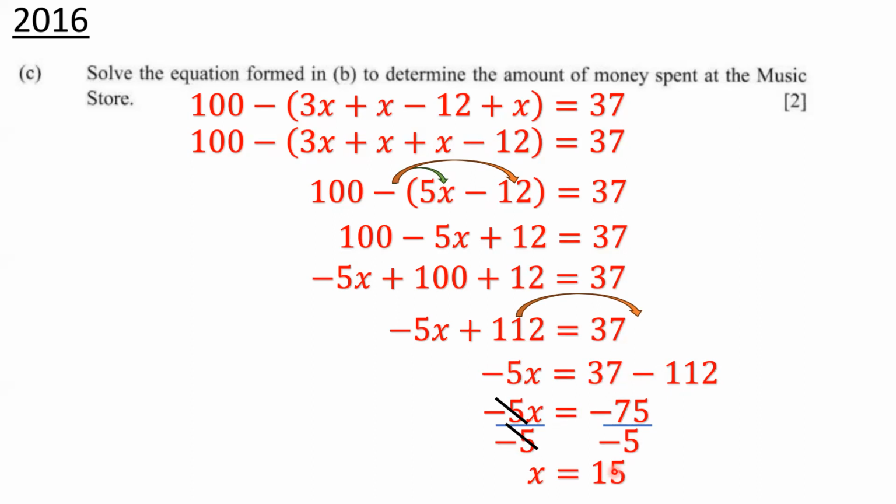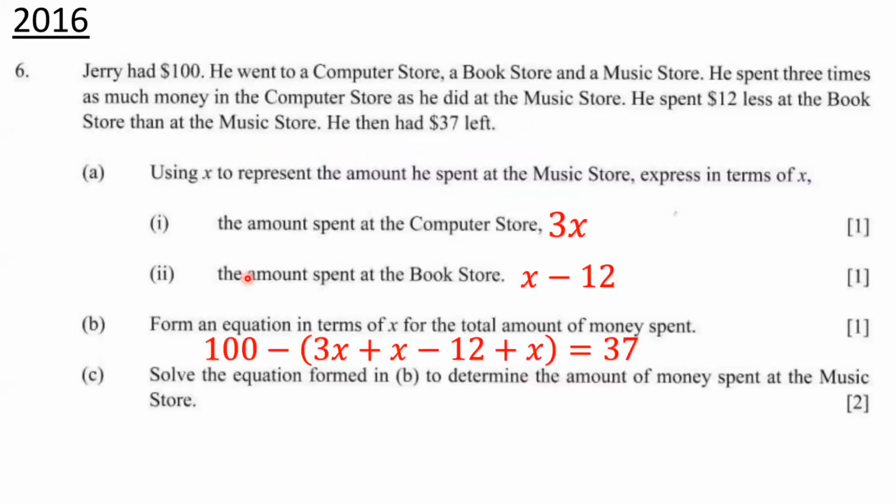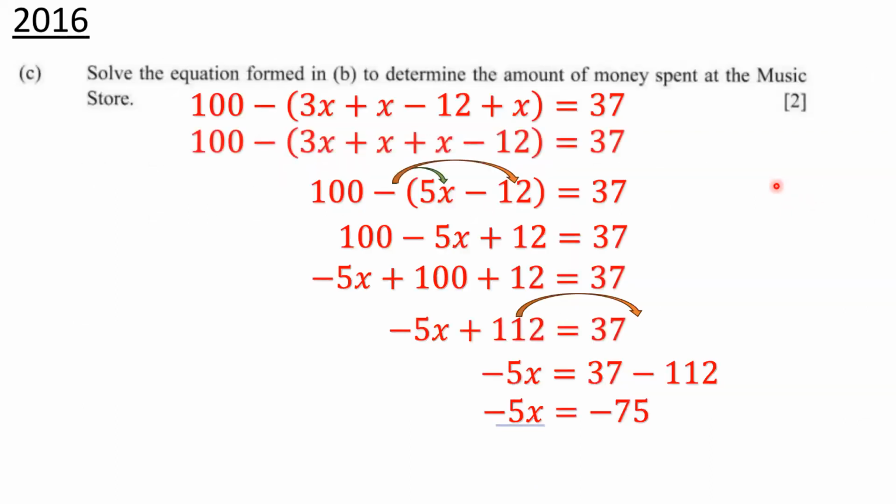The amount that he spent at the computer store was 3 times 15. And the amount of money that he spent at the bookstore is going to be 15 minus 12. That's what we had at the beginning: x minus 12, yes. So the amount of money spent at the computer store was 3 times 15. The amount of money spent at the bookstore is 15 minus 12. And the amount of money that he spent at the music store is 15. Okay, awesome. So let's move on to the next question.